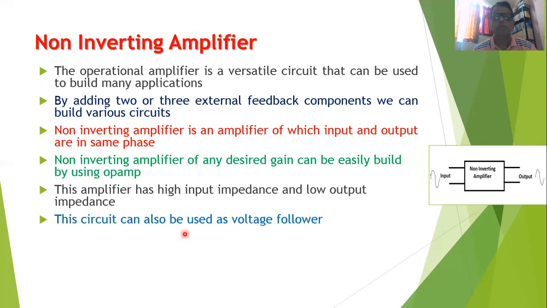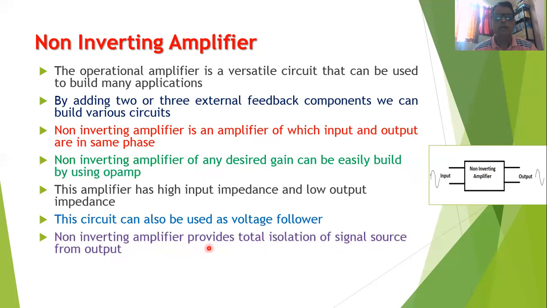This non-inverting amplifier can also be used as a voltage follower, or as a voltage buffer, because it is possible to have a non-inverting amplifier where the input and output voltage are the same. A non-inverting amplifier will also provide a kind of total isolation of the signal source from the output.